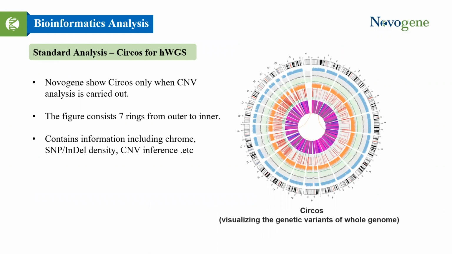For human hWGS only, we can generate circos plots for visualizing the genetic variants of the whole genome. Novogene shows circos plots only when CNV analysis is carried out. The figure consists of 7 rings from outer to inner and contains information including chromosome, SNV or indel density, and CNV inference.